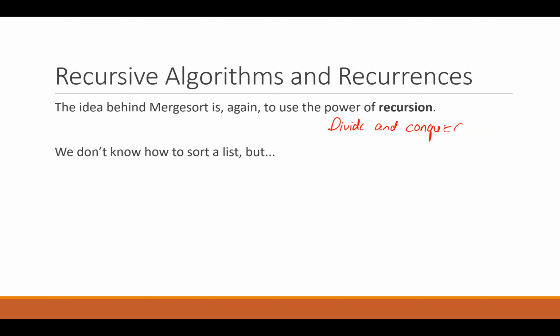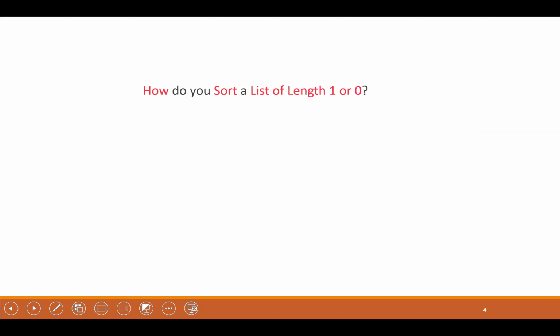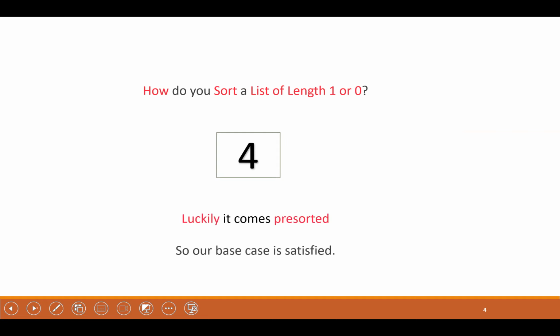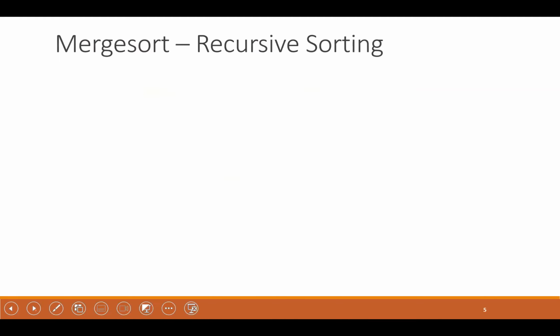Divide and conquer. So we don't know how to sort a list, but we know how to sort very, very small lists, right? So if I give you a list that looks like this, you can sort it. Basically, you just return it, right? It's already sorted. And if it has size 0, that's also the case. I can sort an empty list. They both come pre-sorted. So if we're making a recursive algorithm for sorting, we have a base case. Our base case is a list of size 0 or size 1 that we can return perfectly sorted.